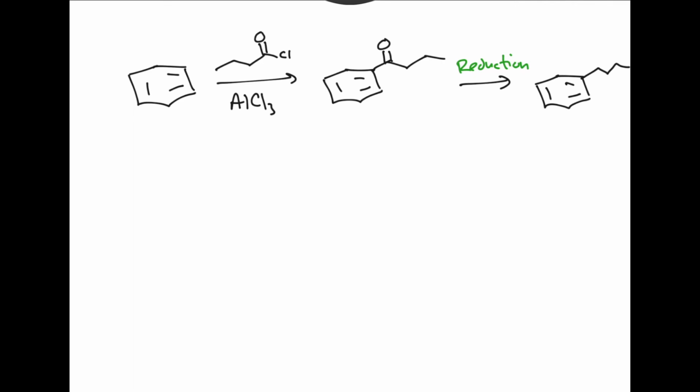Right? So how can we do this? There are two ways to do this. The first is H2 and palladium on carbon, tried and true. It's going to remove our ketone, make it a CH2. The other way to do this is zinc, mercury amalgam, and HCl.